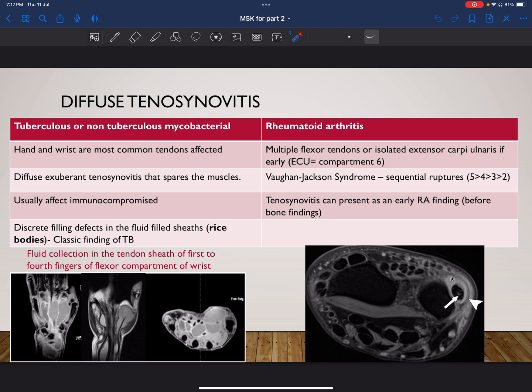Then we have rheumatoid arthritis, multiple flexor tendons or isolated extensor carpi ulnaris compartment 6 involvement. RA, as we saw, Vaughan-Jackson syndrome, sequential ruptures of tendons, or tenosynovitis can present as an early RA finding before bony findings. So here we can see extensor carpi ulnaris involvement. Again, we can see the dorsal tubercle, we can see compartment 2, compartment 3, compartment 4, compartment 5, compartment 6.